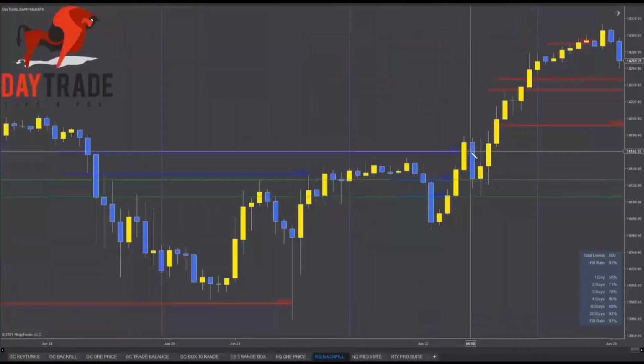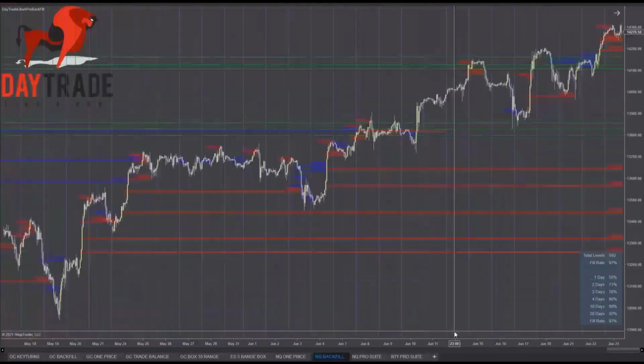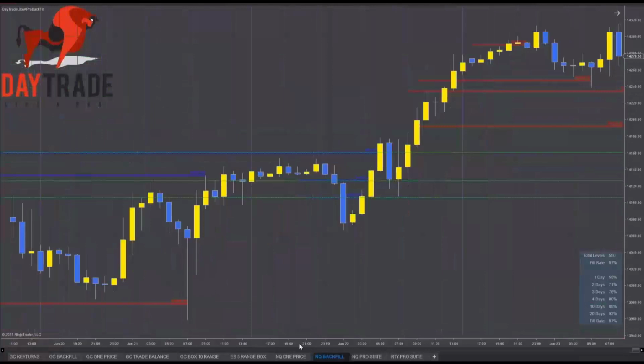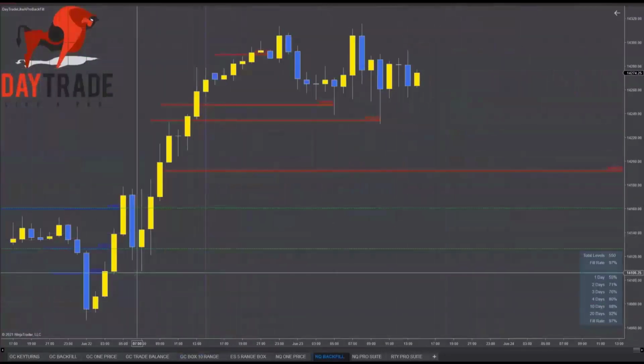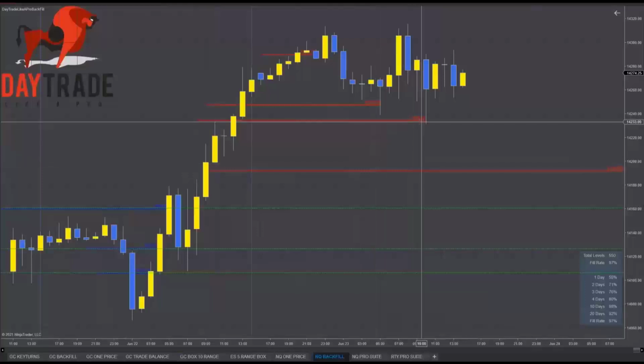But for me, if I'm buying, I want to be looking at, I mean, I can buy here, I can buy here, I can buy here. And where's my target? I mean, I don't have any backfill prices anywhere up here. So now I got to figure out what my target is. How high is this thing going to go? And this is just today.